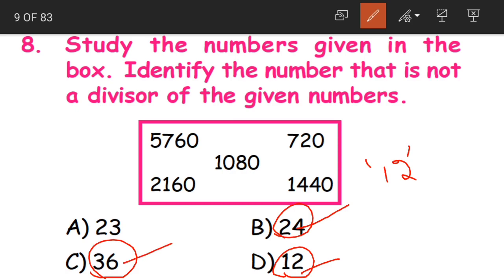Yes, the only number that is not a multiple of 12 is option A, 23. So the given numbers are not divisible by 23.